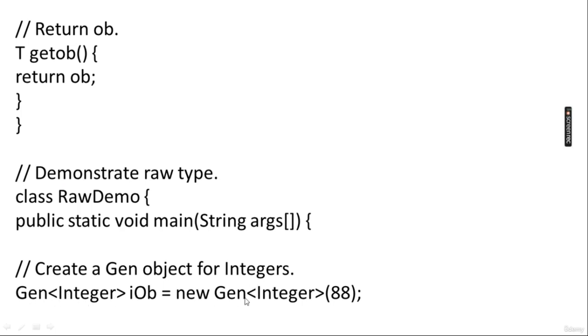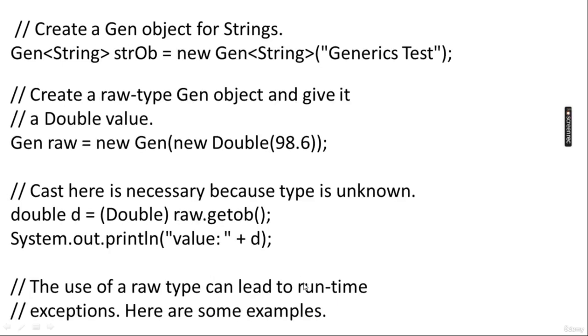Gen<Integer> iObj is equal to new Gen<Integer>(88). Now a generic object for strings. Then raw type, and give it a double value: Gen raw is equal to new Gen(new Double(98.6)). Now the cast here is necessary because the type is unknown. Raw.getObject: whatever object is stored over here will be cast to double, saved to the double variable because the type is unknown, and this value is printed.